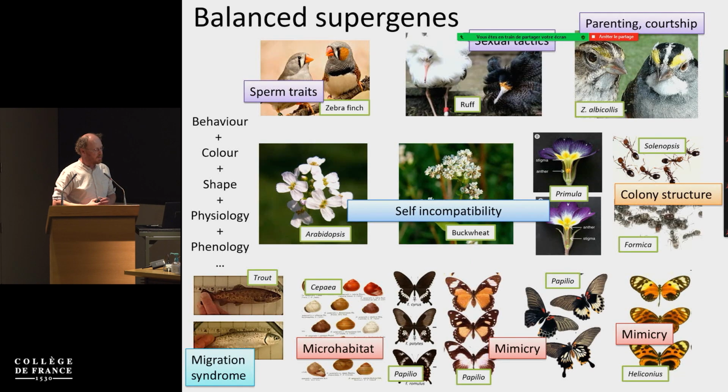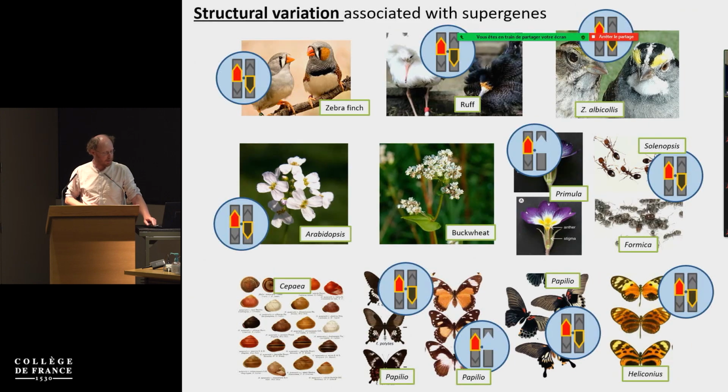So balanced supergenes, this is my diversity of supergene slide. They are repeatedly now found in very diverse organisms and involved in very diverse processes, like ecological processes, but most often they involve behavioral and morphological and sometimes physiological traits segregating together. And we find that most of them seem to involve some structural variation, very often inversions, sometimes big deletions, and some of them are still to be discovered, probably.